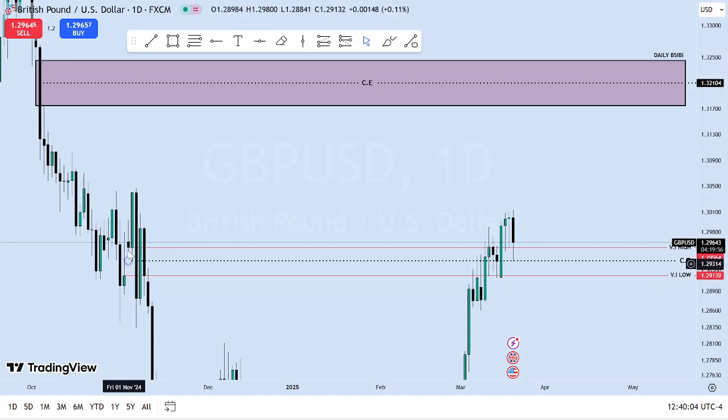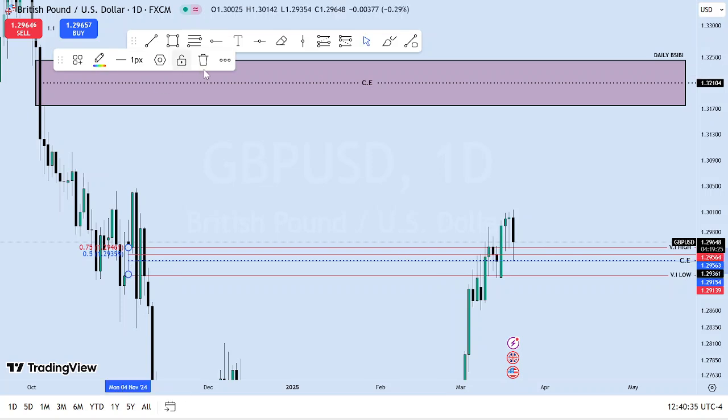It's an inefficiency. On Monday, price traded above it and closed and stood on it. It has violated it. Here is the consequent encroachment, the half of it. You can use your Fibonacci to measure that. You anchor from the low of the bearish candle to the high of the bullish candle to get your 50%. That's the consequent encroachment.